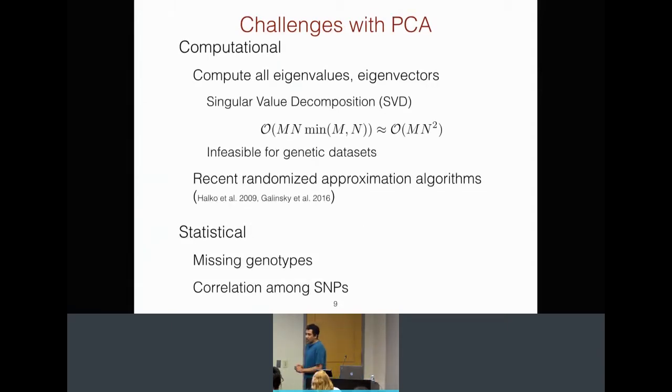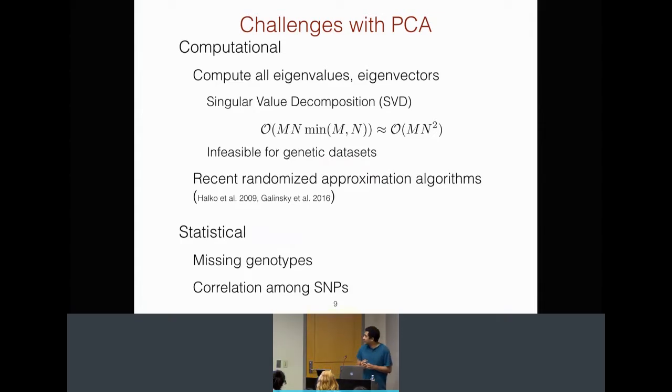A couple of issues. One is computational. So the way you actually go about computing these eigenvalues and eigenvectors for PCA is by running something called a singular value decomposition. And the question is, how expensive is this SVD? So essentially, the cost of computing the SVD scales either quadratically in the number of individuals n or in the number of SNPs n. So if you have extremely large data sets, that becomes infeasible. Now recently there's been a lot of randomized approximation algorithms for computing PCA.